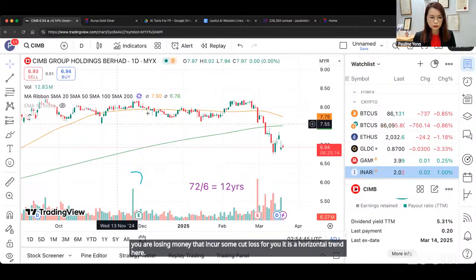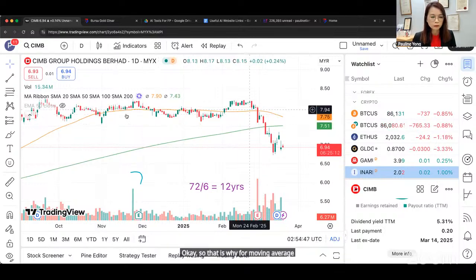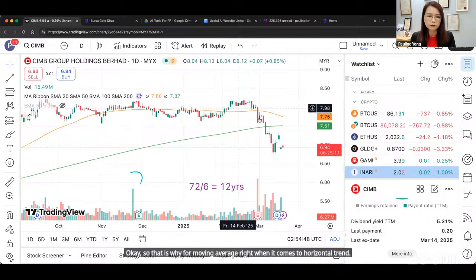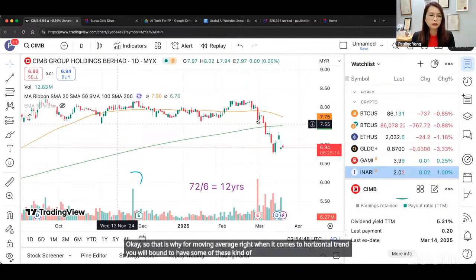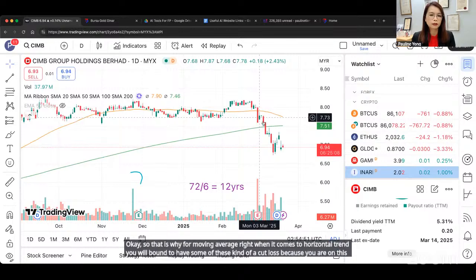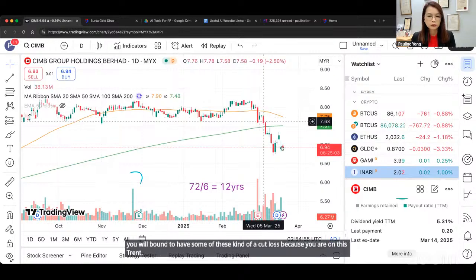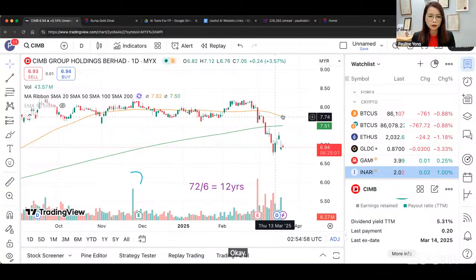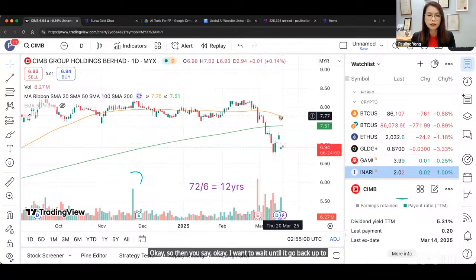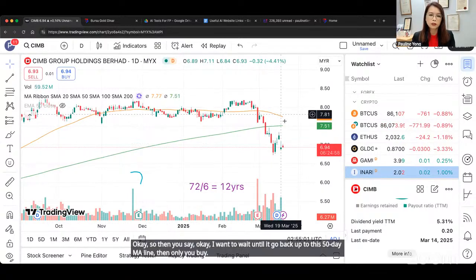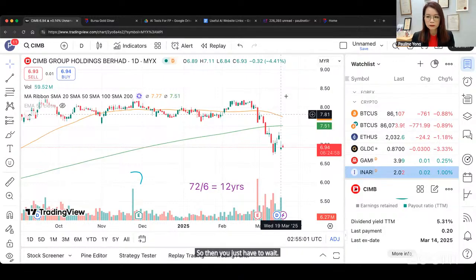Okay, so that is why for moving average, when it comes to a horizontal trend, you are bound to have some of these cut losses because you are on this trend. Then after that, it goes down further. So you say, okay, I want to wait until it goes back up to this 50-day MA line, then only you buy. So you just have to wait until it goes back up.